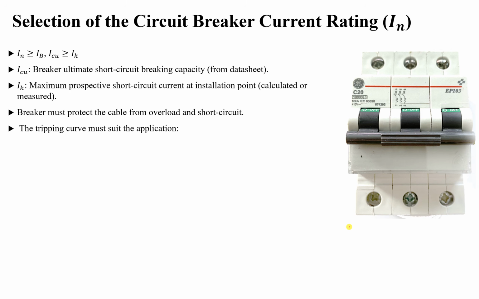Now the tripping curve of each of our breakers. Number one, we said that our rated current, for example here, is 20 amperes, and our load can be, let's say, 18 amperes. So our nominal current IN must be greater than IB, and this one should be greater than the short circuit capacity, which must be greater than the maximum possible short circuit current. Now this one is also obtained by short circuit analysis using, for example, software like ETAB.